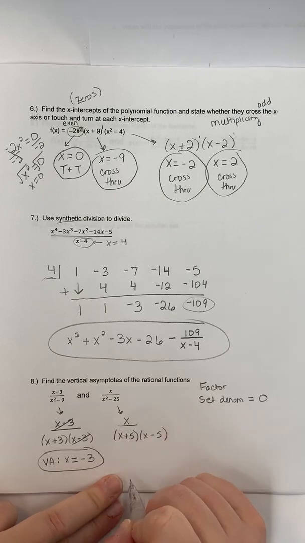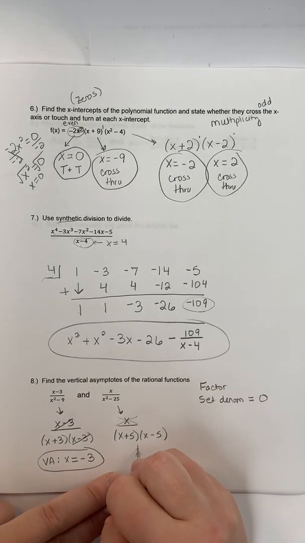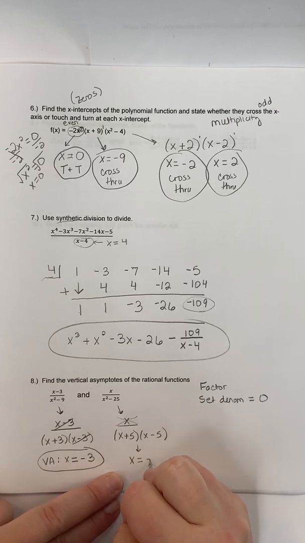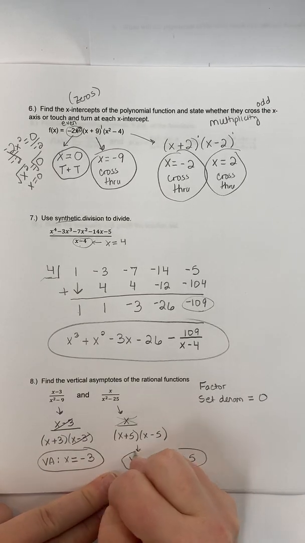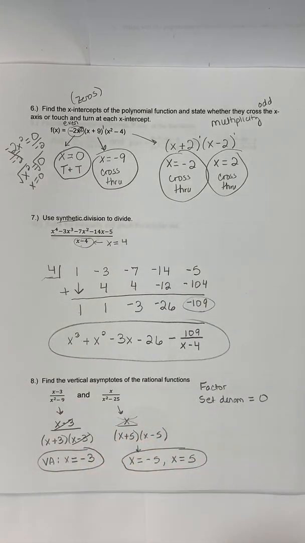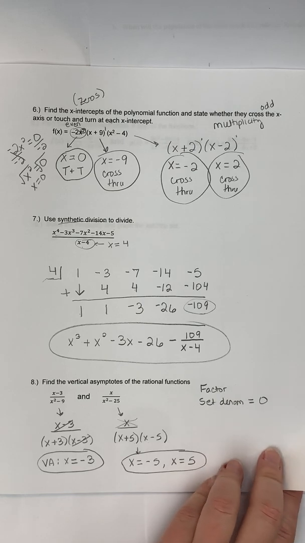This one doesn't have anything to cancel. We ignore the numerator since it can't cancel. And here you have 2 vertical asymptotes: -5 and +5. And that's your answer. So be careful. I don't know which version of that you'll have on the test, and we want to make sure that you get that correct.